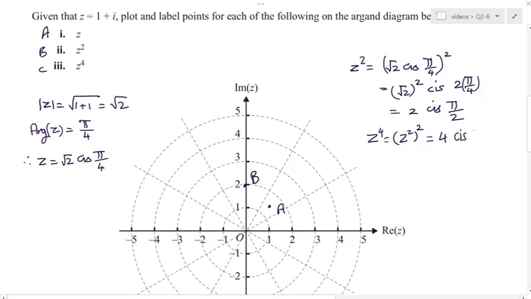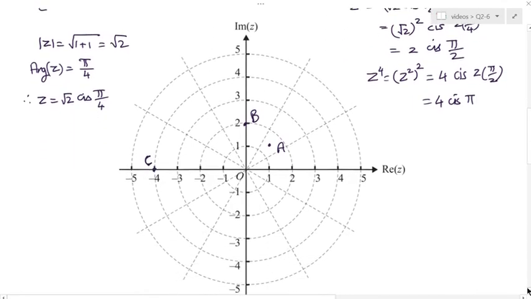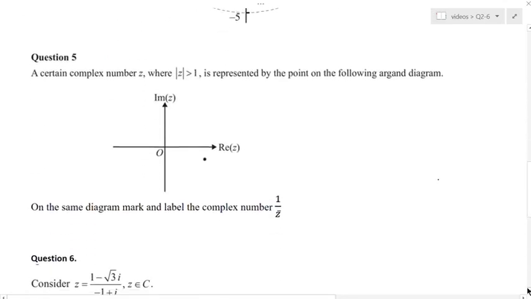cis 2 times pi over 2, which is equal to 4 cis pi. So cis pi is here on the negative real axis, and 4 units is here, so that is my point C. Simple question, very easy, straightforward. Let's move on to next question here.